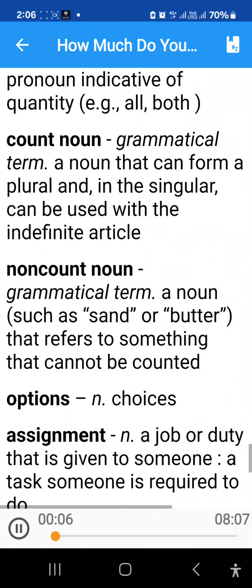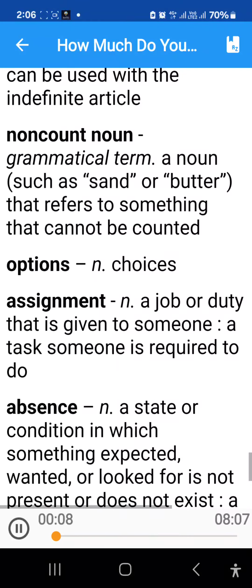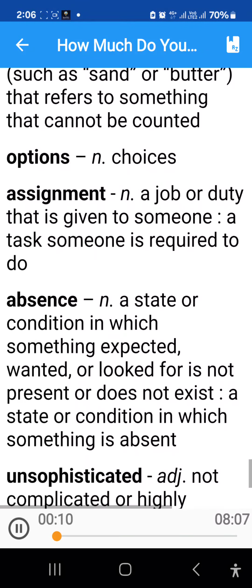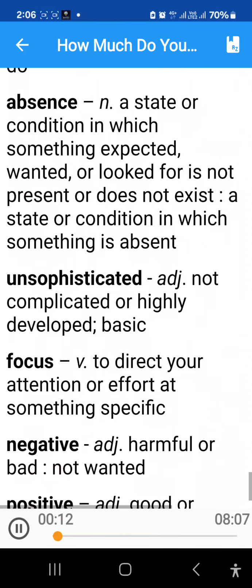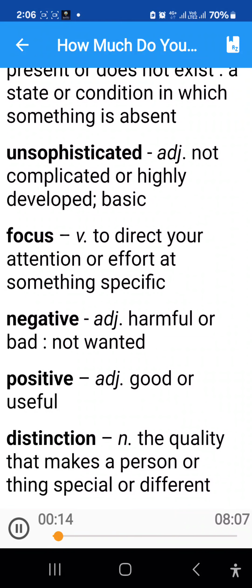Today, we are going to talk about different ways of expressing quantity in English. A quantifier is a word or number that shows an amount or number.